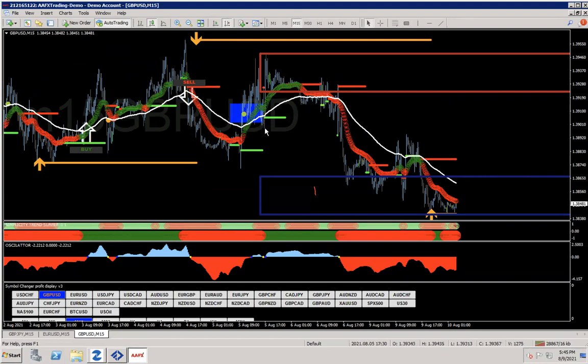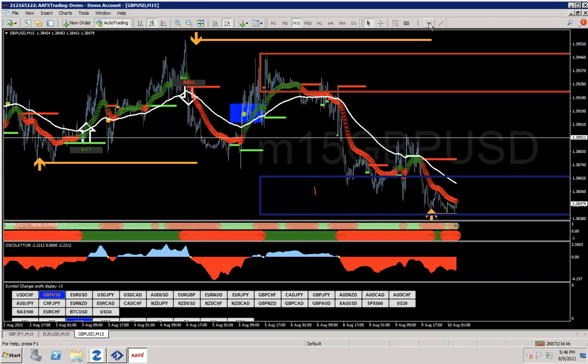We probably would have put the stop loss right here. To be honest with you, I wouldn't have taken this at all, but I'm just trying to do it for the sake of it. I'm just going to put another one, but we would have put it underneath the crossing, right there.